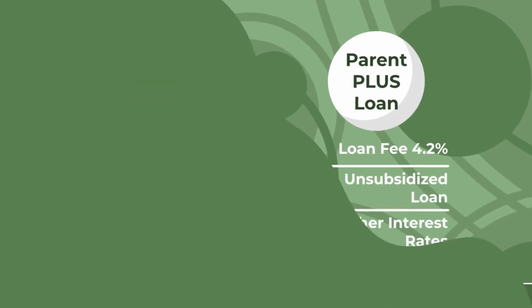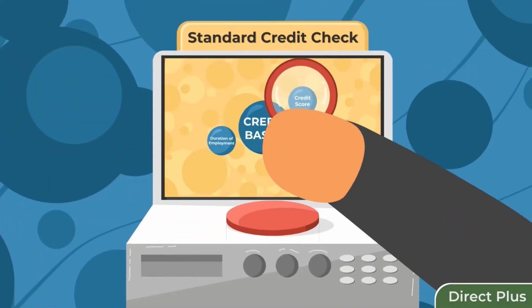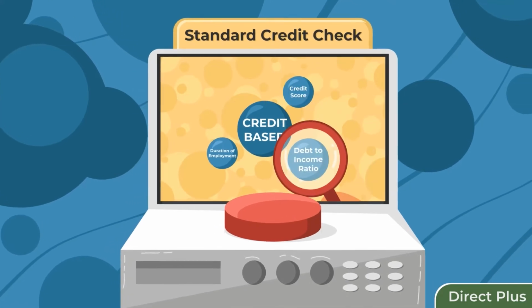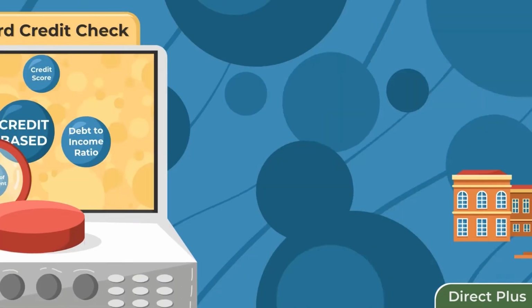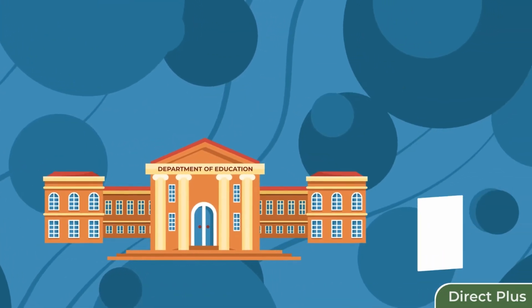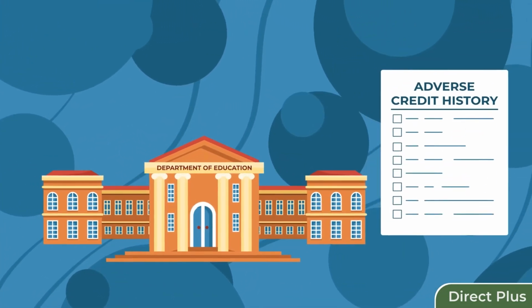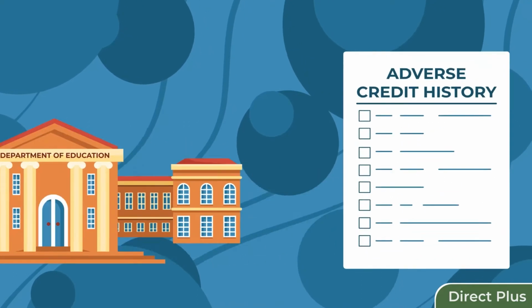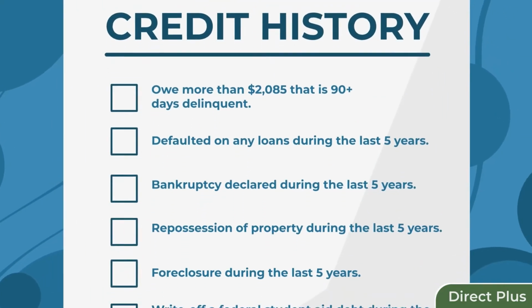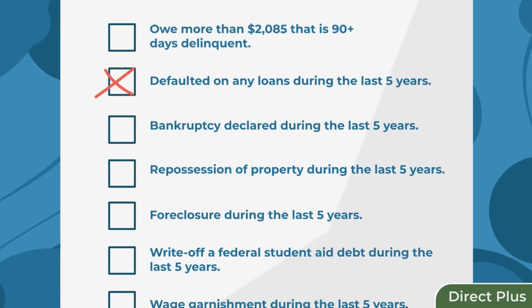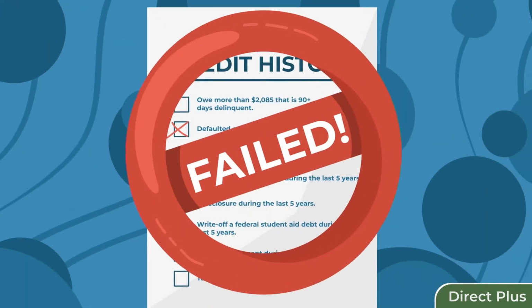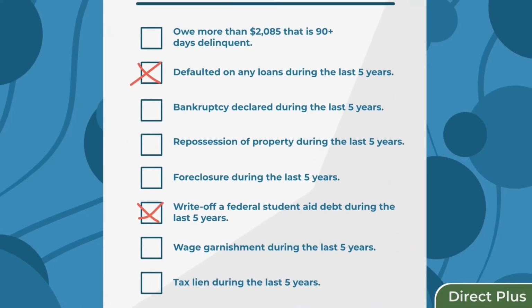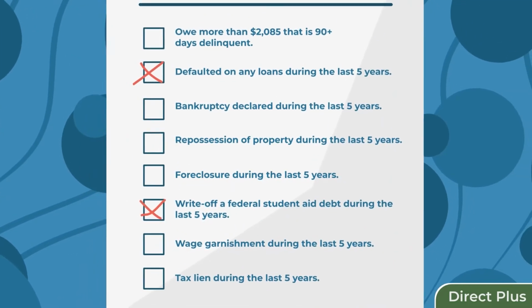This credit check is different than the typical credit-based evaluation done by institutions giving private loans. The Department of Education is looking for what they call adverse credit history, which is basically a pass-fail evaluation. There are 8 things they look for, and if the borrower has any of these things in their credit report, then they will not be able to qualify for a direct plus loan. I've put the list here on screen, but I won't talk through each one.